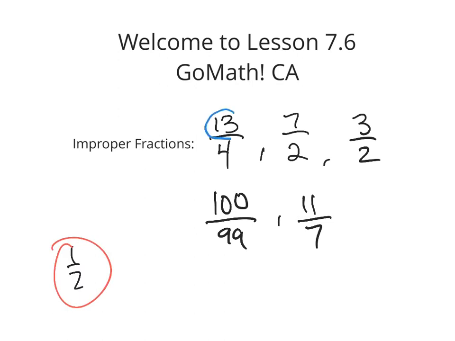Now, the key thing is my numerator is bigger than my denominator. And that's okay, right? You can have fractions like this. I don't like looking at them, but it's totally fine. So, mixed number: I've got a whole number and a fraction. Improper fraction: my numerator is bigger than my denominator. And that's all it is. That's what we're going to kick into in lesson 7.6, your introduction to proper fractions, improper fractions, and mixed numbers.